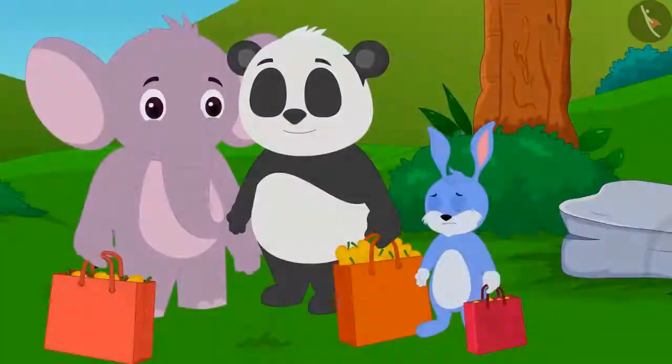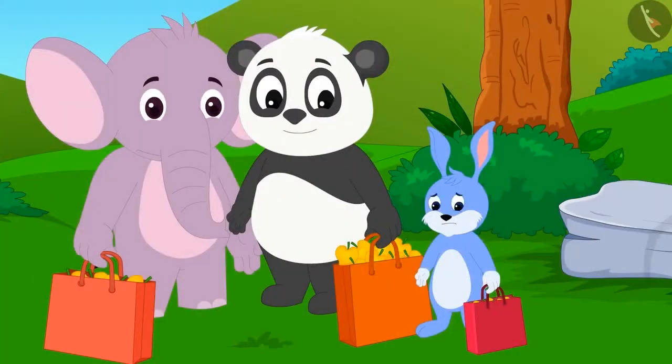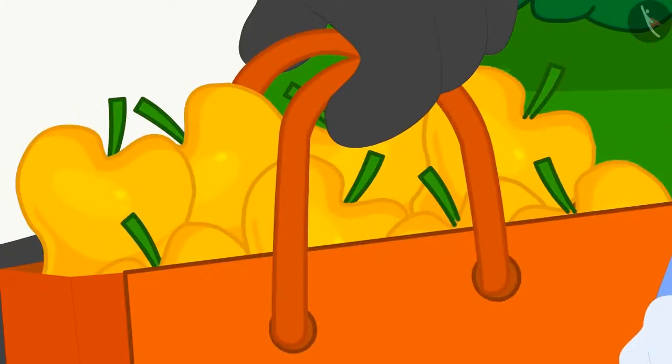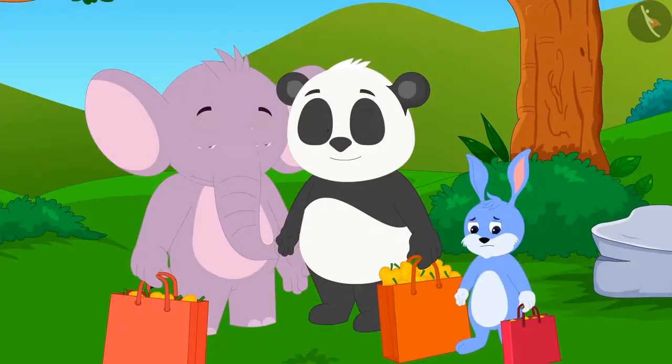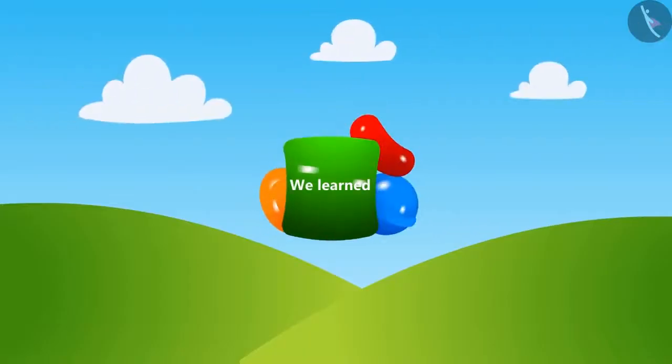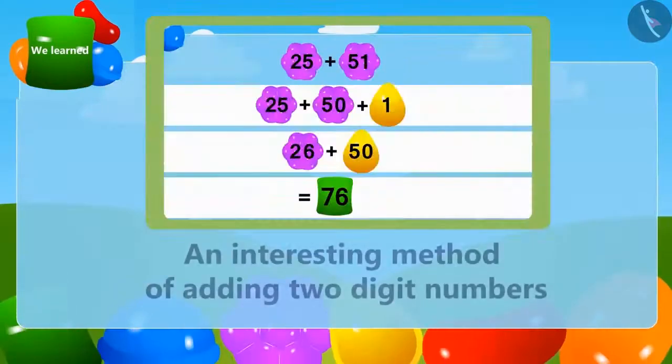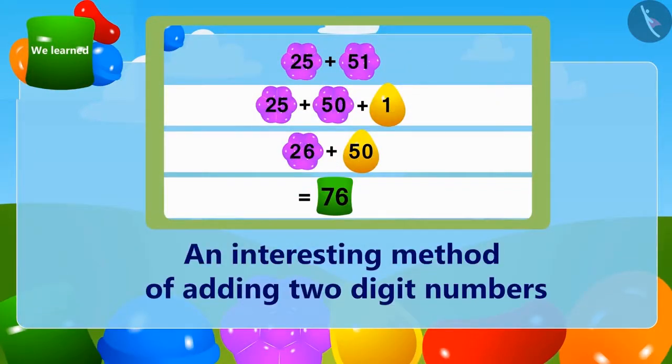Golu very patiently waited and decided to be the last to take the mangoes. Children, you must remember that good things come to those who have patience. In this lesson, we learned another interesting method of adding two-digit numbers.